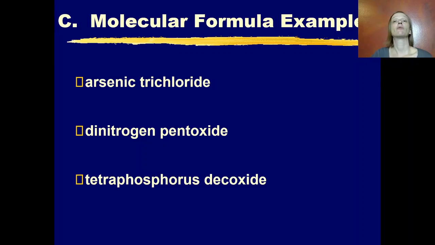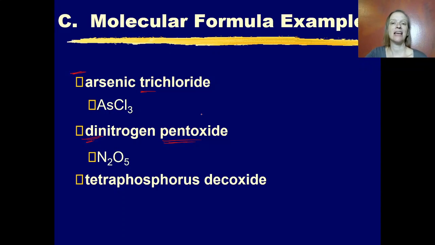Okay, how do we go about writing the formulas? The formulas follow from the names and the prefixes given. So arsenic trichloride tells me that there's going to be 1 arsenic because there's no prefix, and there's going to be 3 chlorines. So 1 arsenic, 3 chlorines. For dinitrogen pentoxide, I can see that there will be 2 nitrogens and 5 oxygens. So my formula is N2O5.